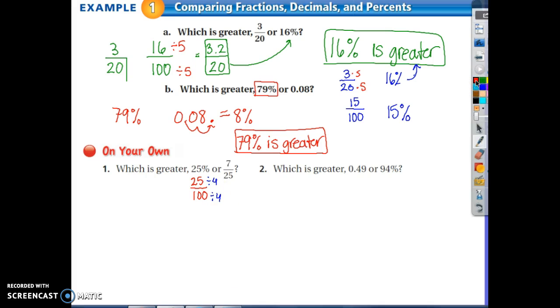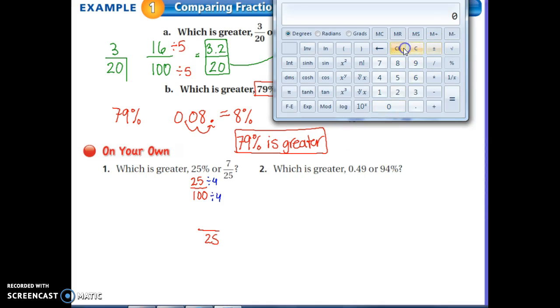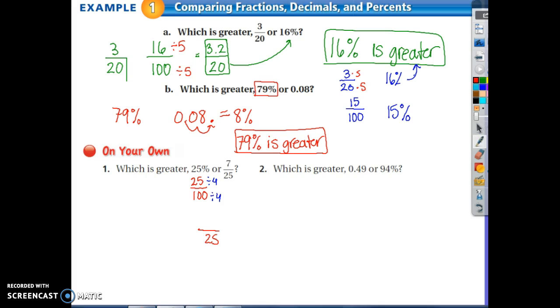In doing so, I have 100 divided by 4 on the bottom is 25, but I do not know what 25 divided by 4 is off the top of my head. So I'll pull up my calculator. 25 divided by 4, and I find 6.25. So I have 6.25, and I'm comparing that with 7 over 25. The bottom numbers are the same, but since the top number is bigger in the second fraction, that tells me that 7 over 25 is the greater.